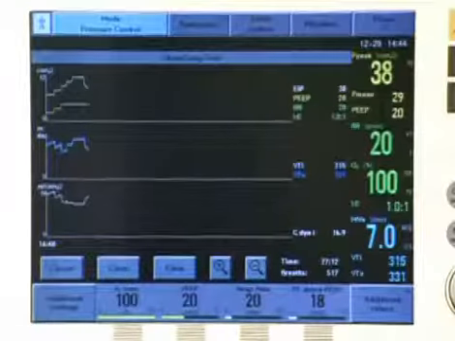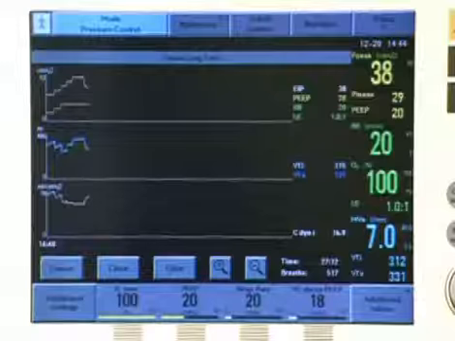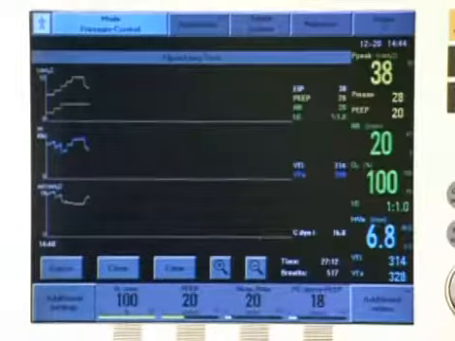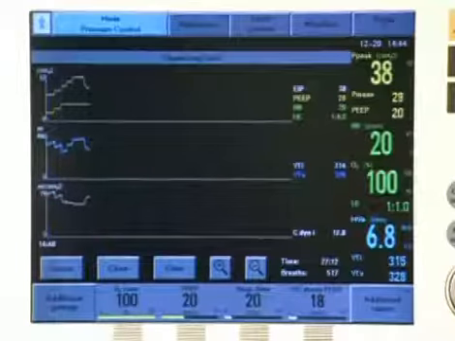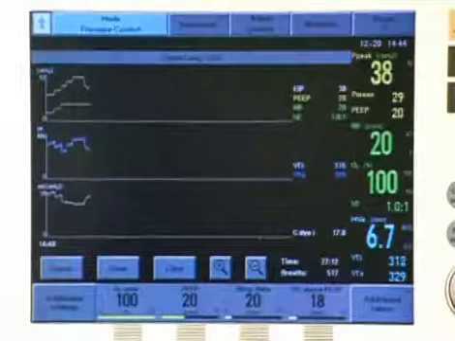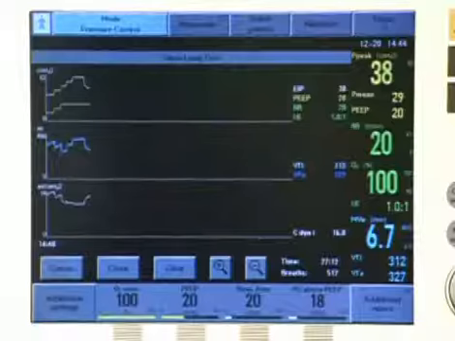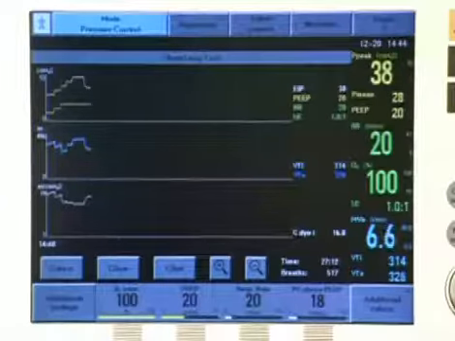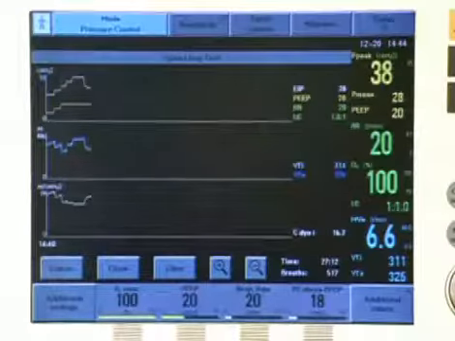The settings at the end of this phase, before starting the search for closing pressures, are plateau pressure of 38 centimeters of water, a pressure gradient of 18 centimeters of water adapted to attain a tidal volume of 10 mL per kilogram, and a PEEP of 20 centimeters of water. The compliance is 16 milliliters per centimeter of water.